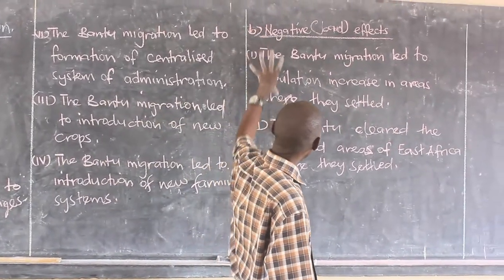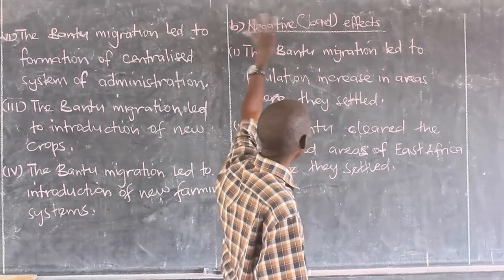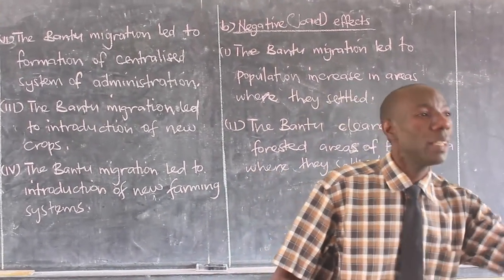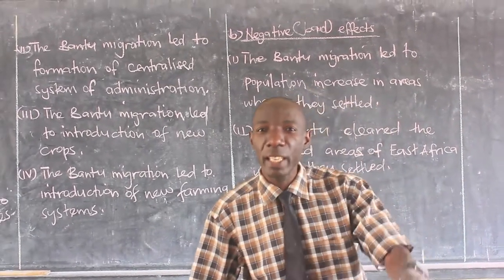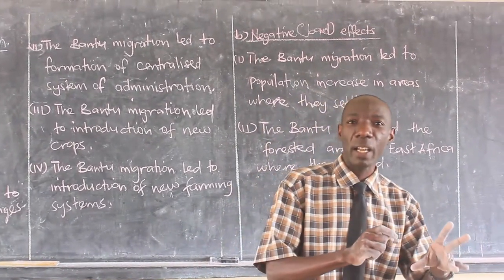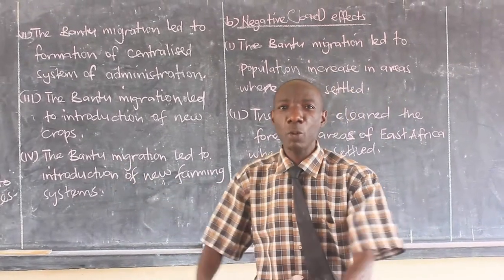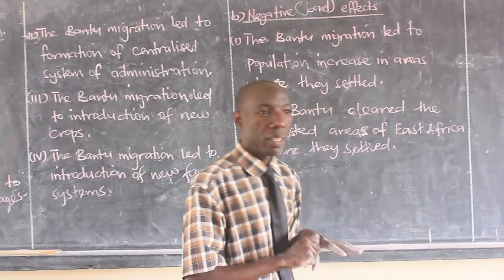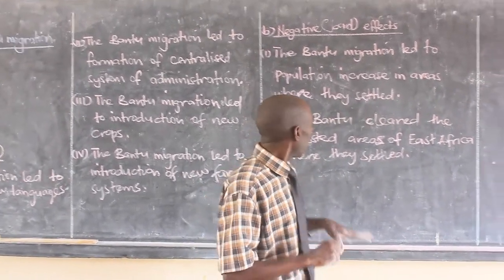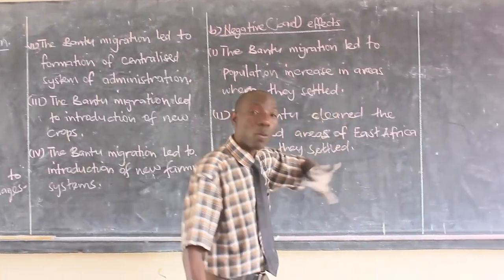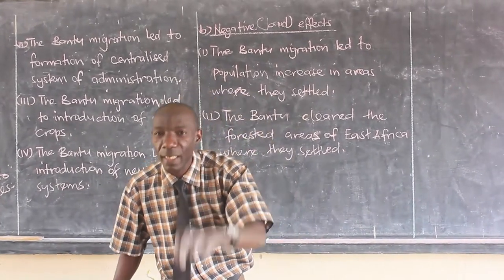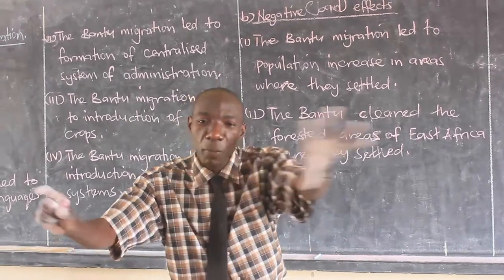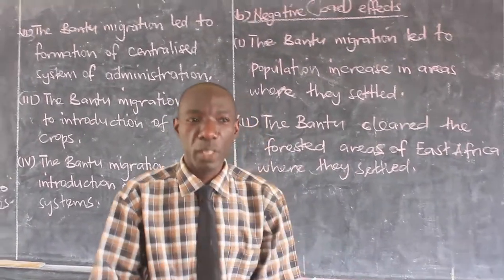Lastly, we have the negatives. The negatives are the bad effects, and we are saying they led to population increase, whereby the original inhabitants in East Africa were sent away. They had to run away because they had seen that the population had grown in East Africa. Another thing was, since they were farmers, they affected the natural environment by clearing the forested areas of East Africa.